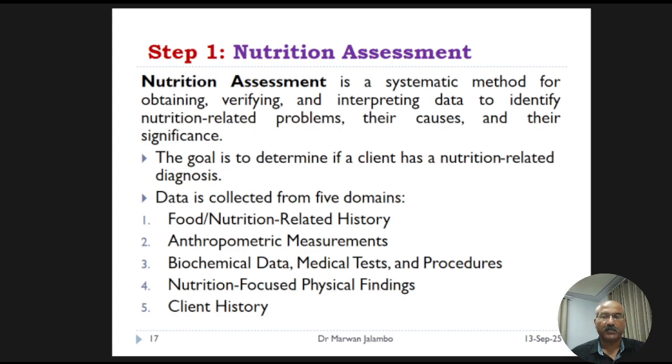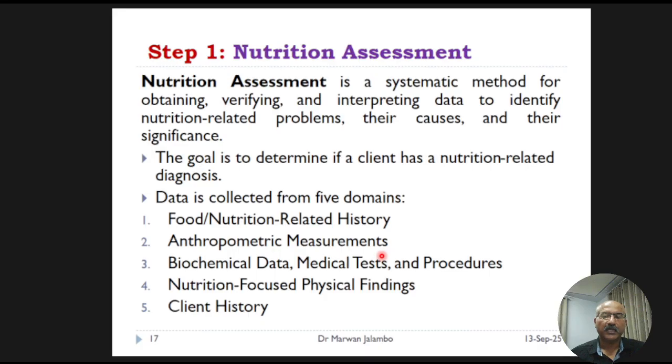To conduct a thorough assessment, we collect data across 5 distinct domains. These are food and nutrition related history, anthropometric measurements like height, weight, and body mass index, biochemical data, medical tests and procedures which include lab work. Number 4, nutrition focused physical findings, which involves a hands-on examination of the client. And finally, client history, which covers personal, medical, and social history.